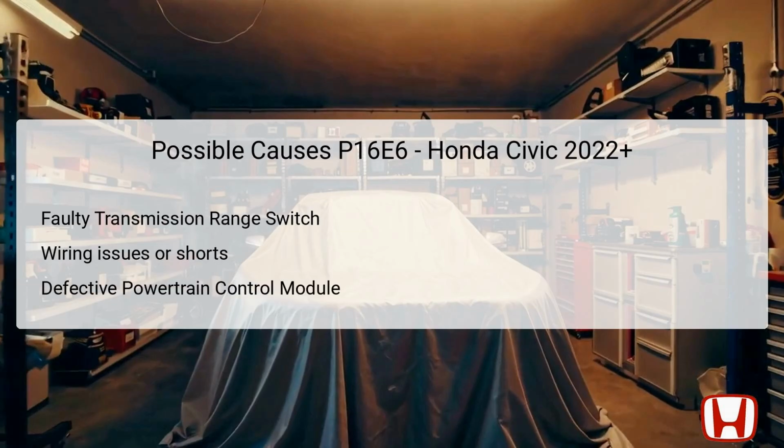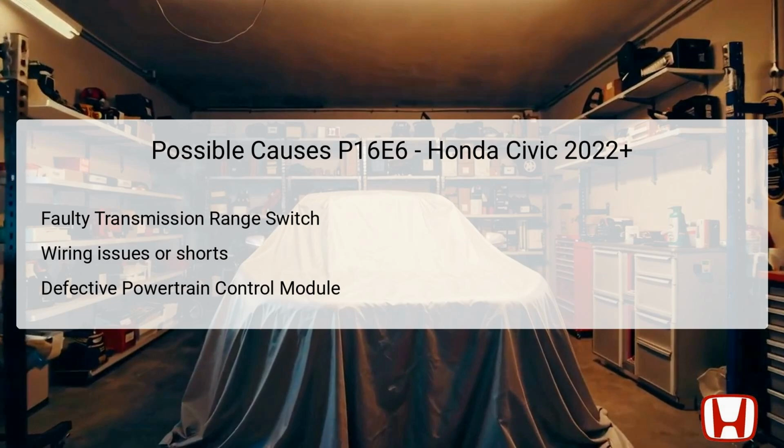Several possible causes could lead to DTC P16E6 being triggered. The first possibility is a faulty transmission range switch, which may not function correctly due to internal wear or damage. If this switch fails, it may not successfully transmit the required park neutral position signal to the PCM.